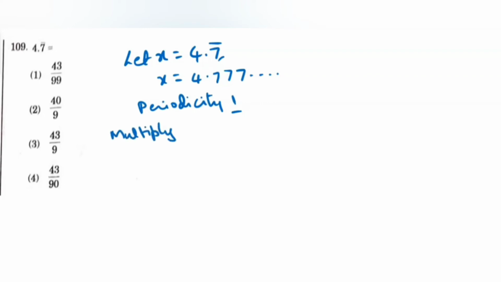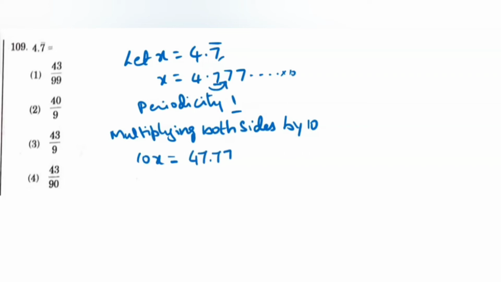So multiplying both sides by 10, what do we get? x into 10 gives you 10x is equal to 4.777 multiplied by 10. So if this is multiplied by 10, the point moves one digit to the right side. So that means it becomes 47.77 and so on. So think of this as equation number 1 and this as equation number 2.